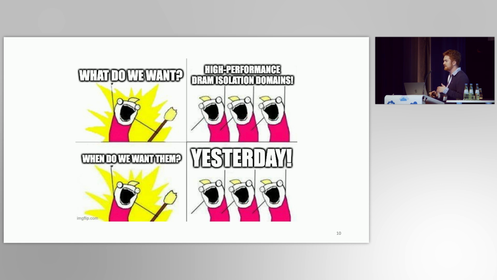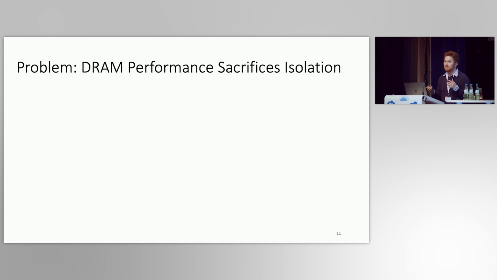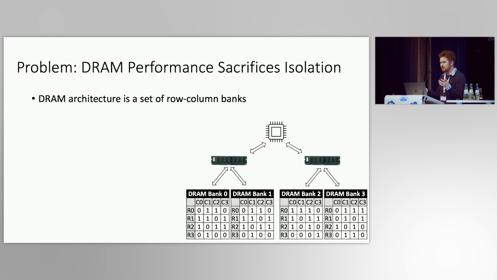What we want specifically is high-performance DRAM isolation domains, and we've wanted these since, of course, yesterday. So what this really highlights is the fact that in today's DRAM structures, performance is achieved at the expense of isolation. If we look at a typical DRAM system, we have a CPU hooked up to a few DRAM modules, and each of these DRAM modules breaks down into a row column structure known as a bank. So that's the DRAM architecture.